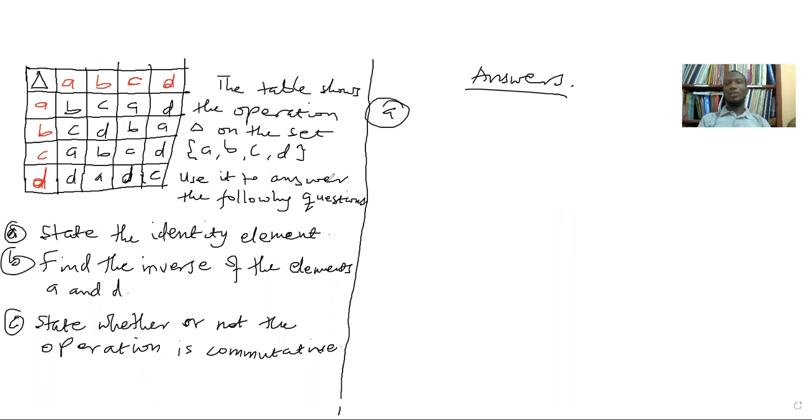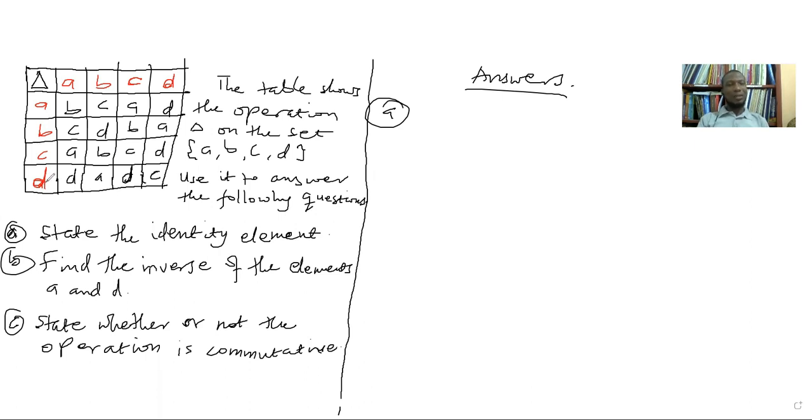We are just going to use our definition of identity element to guide us. When we operate a number with the identity element, we should get that number back. So for example, when we operate A with the identity element, we should get A back. When we operate B with the identity element, we should get B back. When we operate C with the identity element, we should get C back. When we operate D with the identity element, we should get D back.